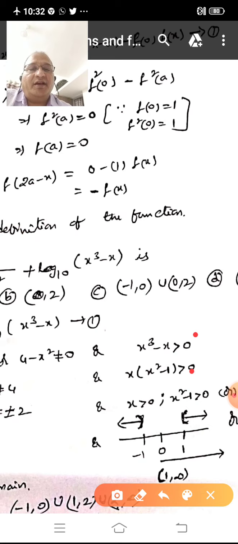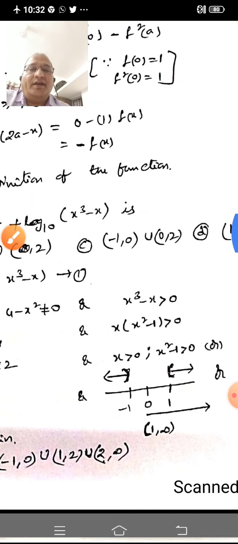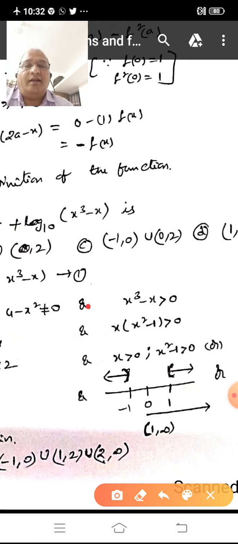I taken x common here, x greater than 0. Here once again very important thing, so I kept here, because we are going to take intersection. This is very important. Both functions should have to be definable. Such type of x values we have to choose. So that's why we have to take intersection. Intersection means the x value must have to satisfy the first function as well as the second function also.